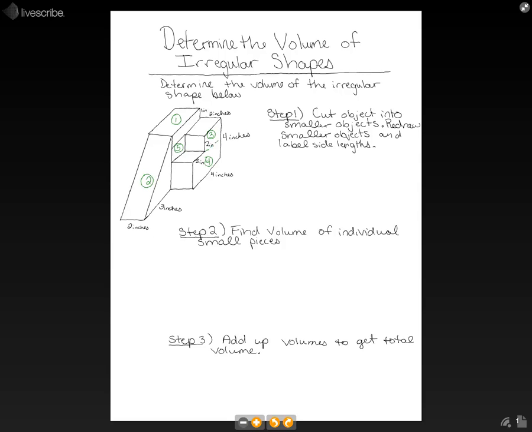So let's redraw these. So first we have our box, and that's labeled number 1. And we say it's 1 inch tall. We know that the length is going to be 4 inches. We can see that from this measurement down here. And the front of it is going to be 2 inches because it matches up with this 2 inches down here.